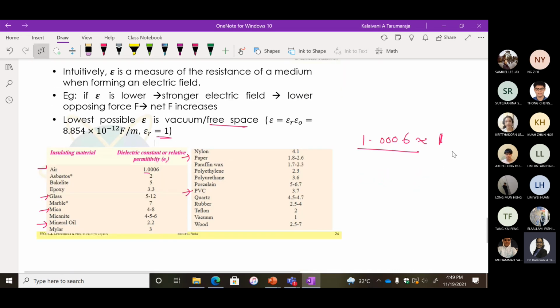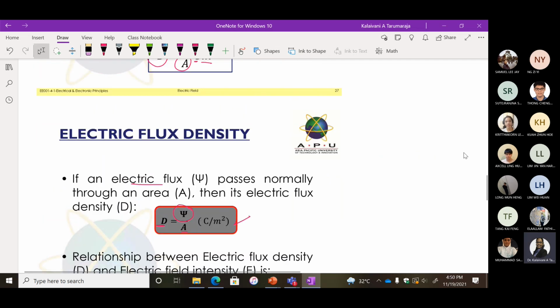For example, for glass, the relative permittivity is given as a range, 5 to 12. When you have questions, for example a calculation, they will specify how much the glass is. For mica, the range is 4 to 8, so they will specify that the relative permittivity is 5 or 6. This table is just an example of relative permittivity based on the materials. So let's go on with some Q&A sections.